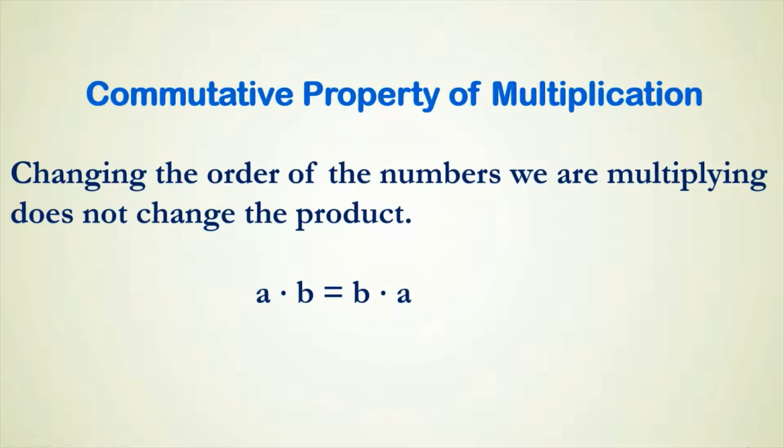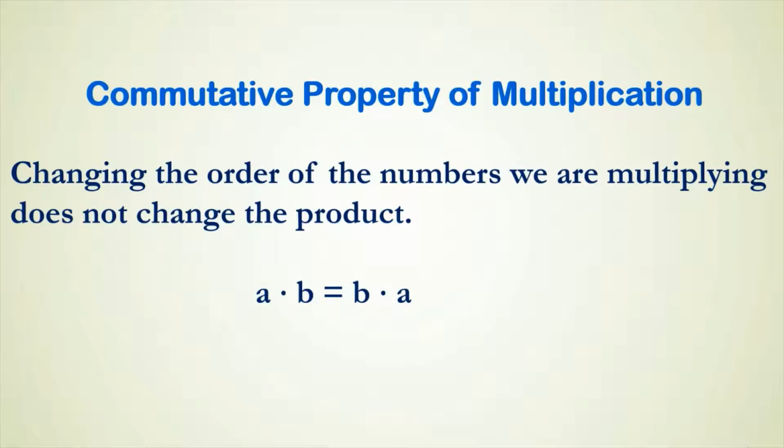Okay, now let's dive into today's first property, commutative property of multiplication. It says, changing the order of numbers we are multiplying does not change the product. So if I have two letters, A and B, that represent any numbers, A times B is the same as B times A. So another way to understand this is in an expression with only multiplications, it does not matter which number we multiply first. We will always get the same answer if we multiply the numbers in any order.